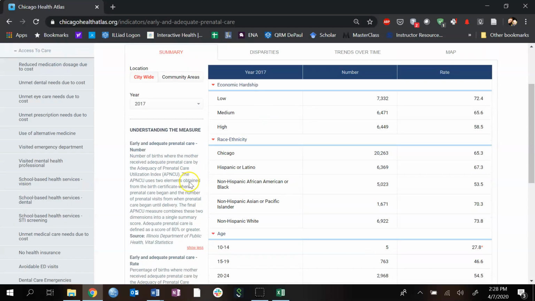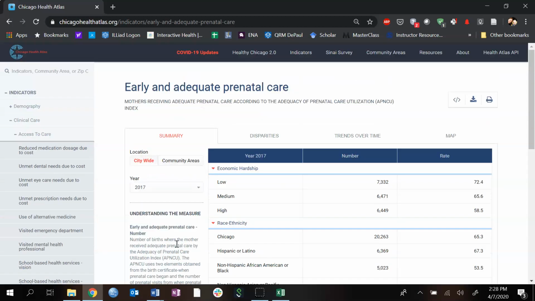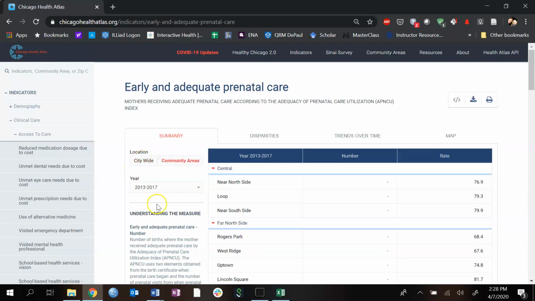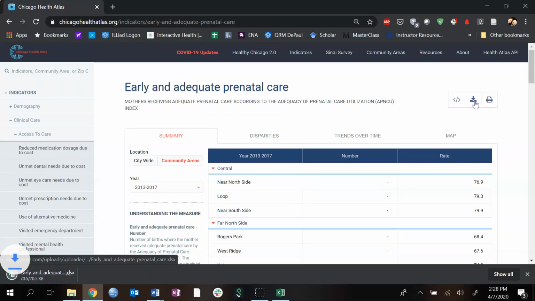Okay. So in this case, this is based on the adequacy of prenatal care utilization index measure that's calculated by the Illinois Department of Public Health and their Vital Statistics Division. So what we're going to do here is look for data for 2013 and 2017. We can toggle back and forth between citywide and community areas. All right, and they've got 2013 and 2017. So I'm going to download this and check it out.